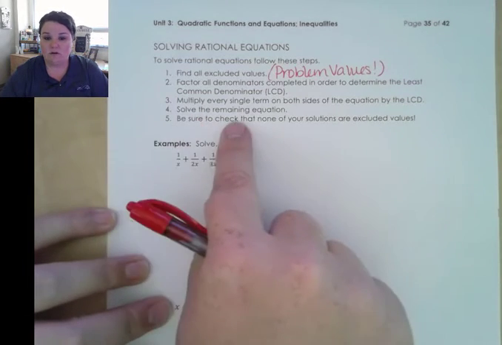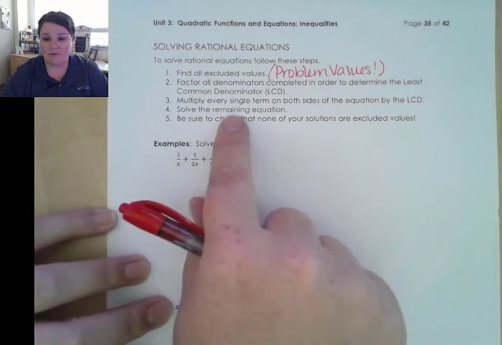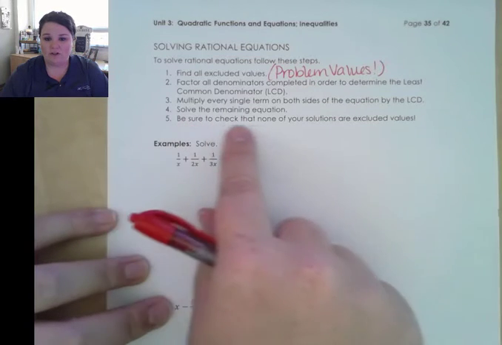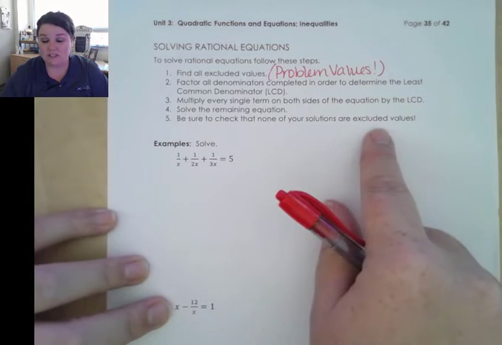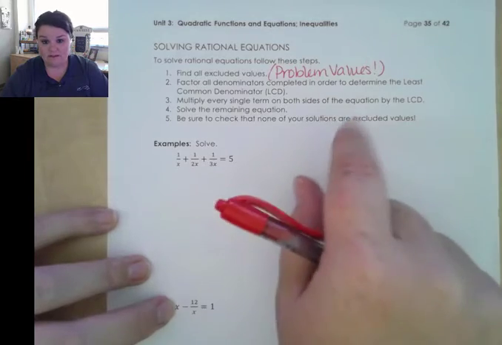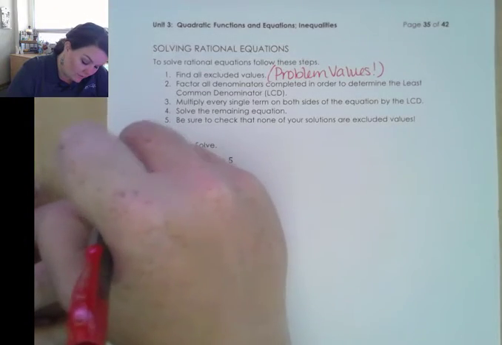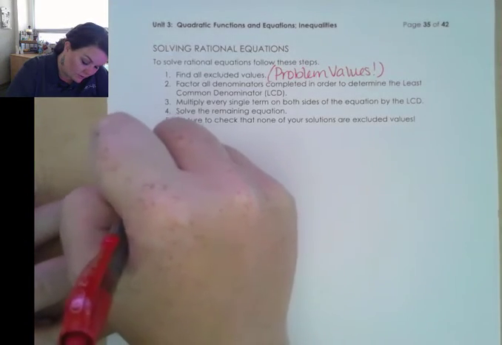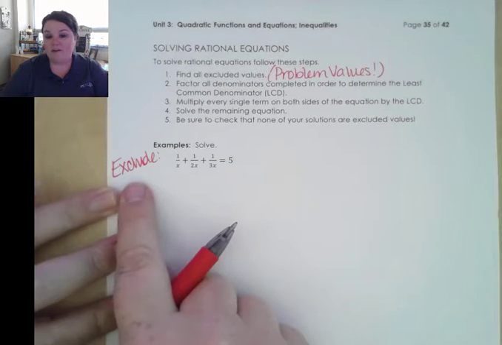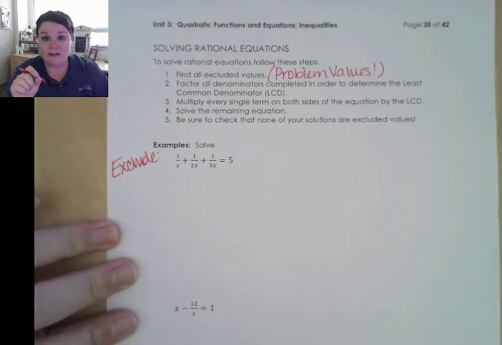And then we just solve what we get after we get rid of fractions, and then we want to make sure that we check that none of our solutions are problem values. So let's go ahead and start by first looking for the values that we need to exclude. Values that we need to exclude are any values that cause the denominator to be 0.